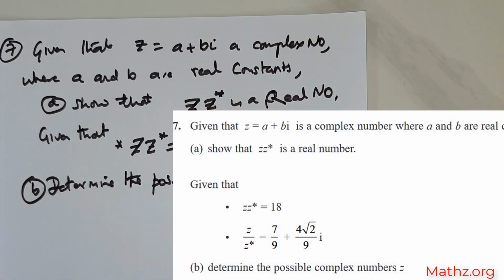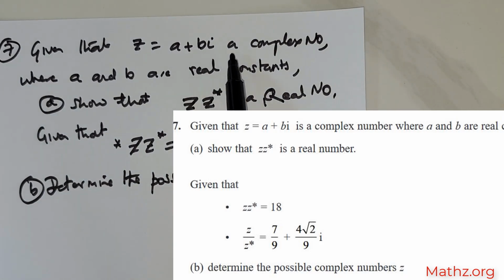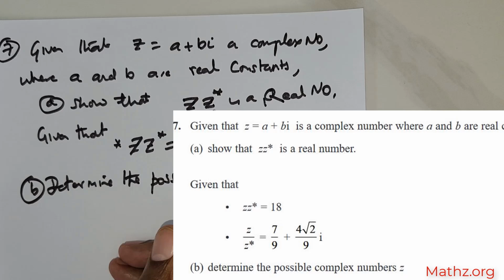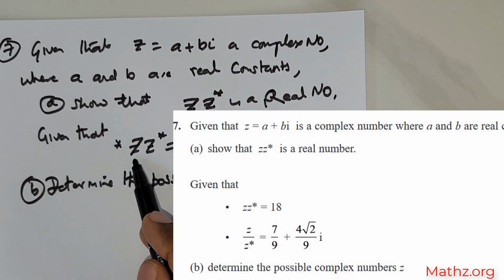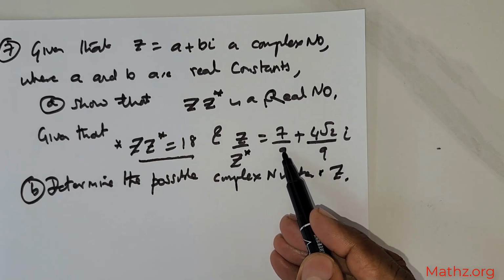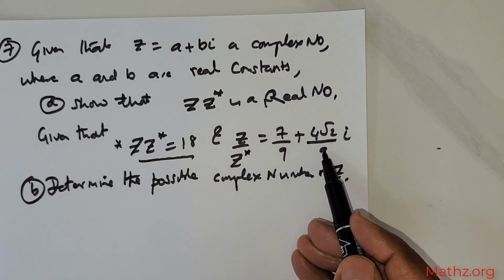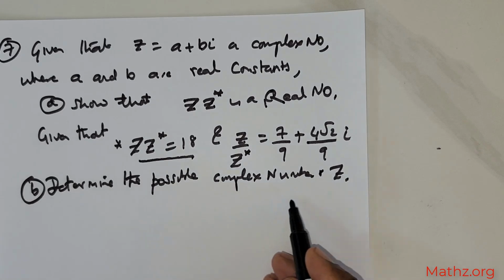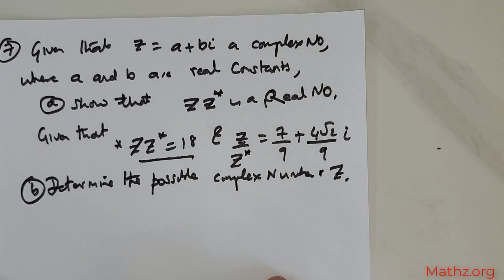Good everybody, we got this interesting question in complex numbers. Given that z is equal to a + bi, a complex number, where a and b are real constants, show that z times z star, or you can say z asterisk, is a real number. Now this is part A. Part B says z times z star is given to be 18, and z over z star is 7/9 + (4√2/9)i. Determine the possible complex number z.